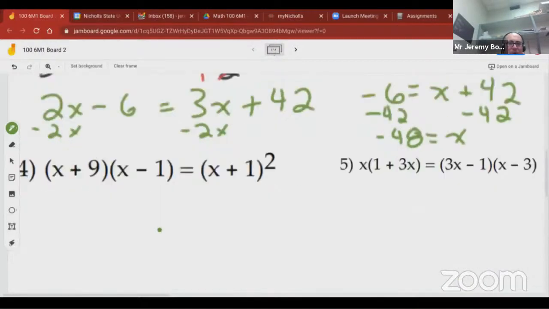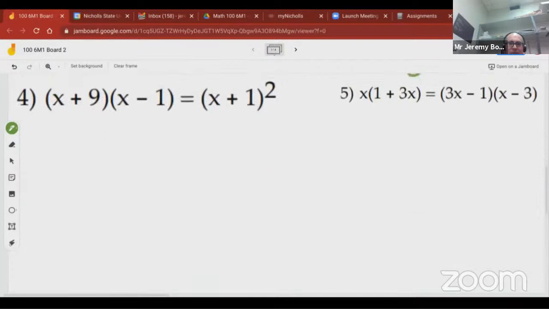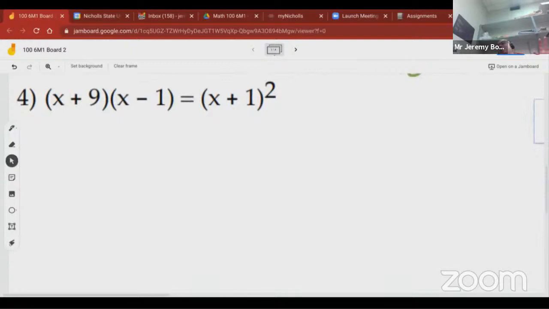Number 4. Number 4 looks like it may be a quadratic equation. But since neither side is equal to 0, we need to expand both sides and see what we can do from there. We'll make an assessment after we do that and figure out what we're going to do.